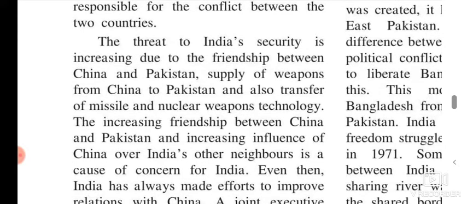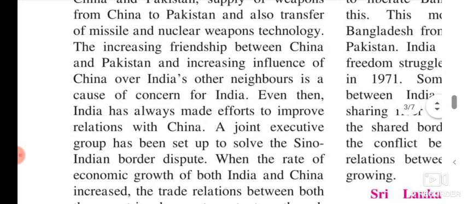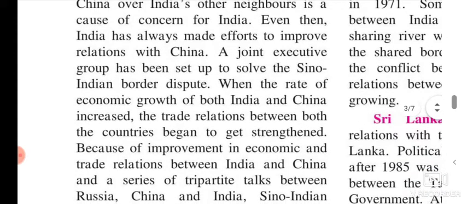The threat to India's security is increasing due to the friendship between China and Pakistan, the supply of weapons from China to Pakistan, and also the transfer of missiles and nuclear weapons technology. The increasing friendship between China and Pakistan and the increasing influence of China over India's other neighbors is a cause of concern for India. Even then, India has always made efforts to improve relations with China. A joint executive group has been set up to solve the Sino-Indian border dispute.